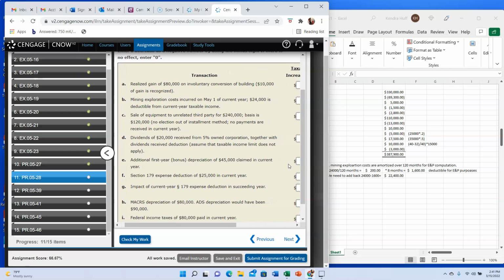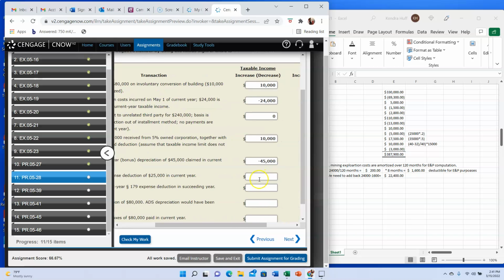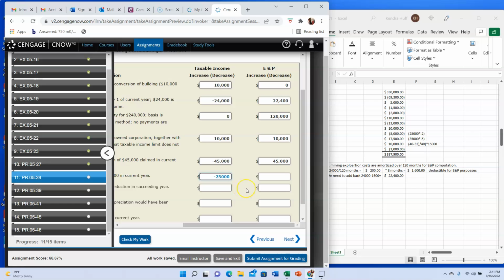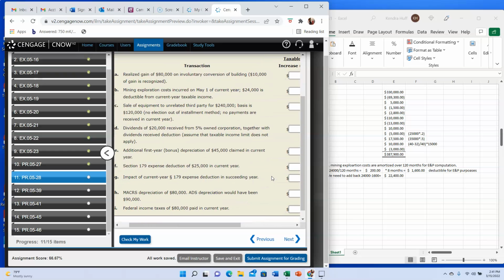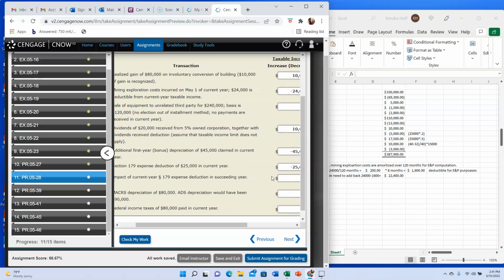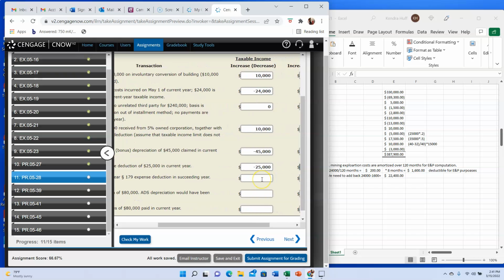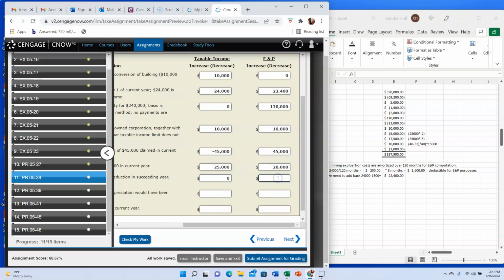Section 179 expense deduction of $25,000 in the current year. So for taxable, we're taking $25,000, but we only get to take 20% of that for E&P, so we have to add back 80% of it. Impact of current year's Section 179 expense deduction in succeeding years. All right, it's going to have no impact on taxable, but then we get to take a deduction of 20% of it each year. So 25,000 times 0.2 is 5,000. It's a deduction.